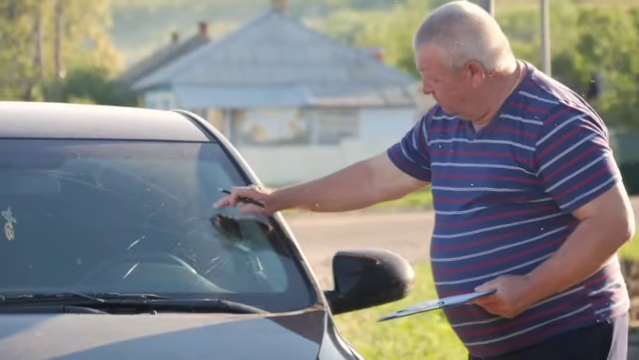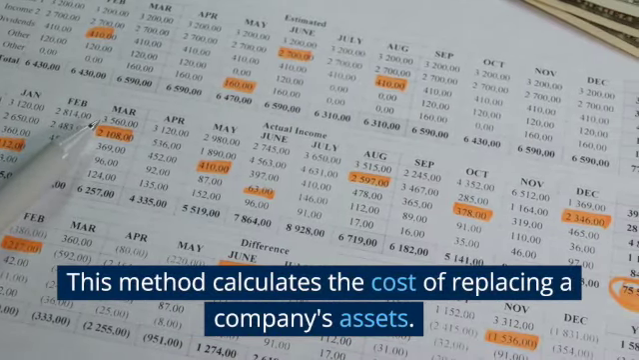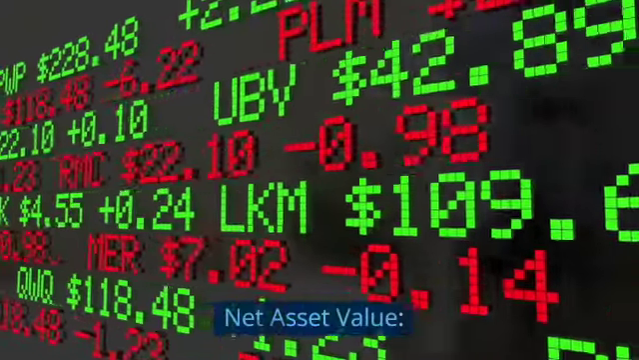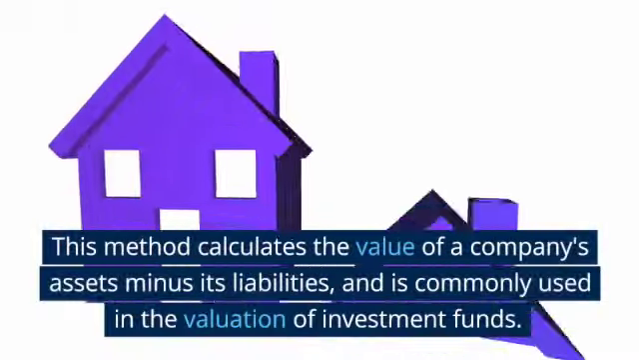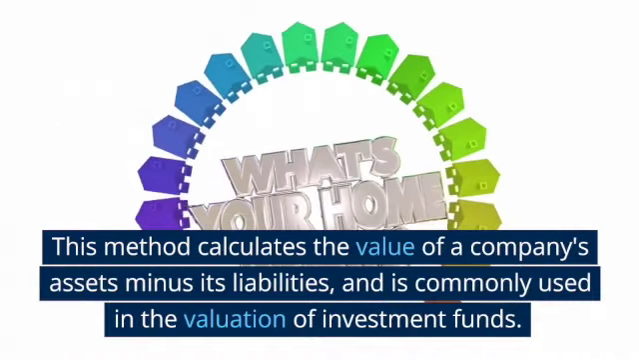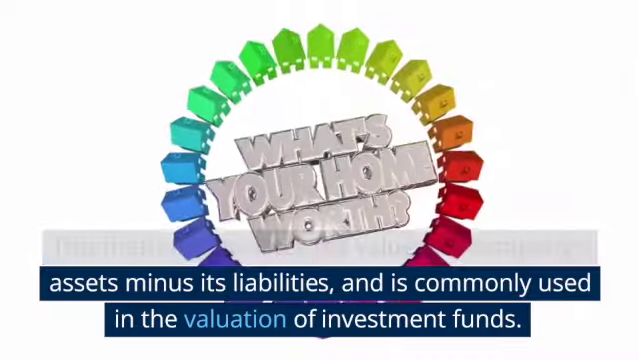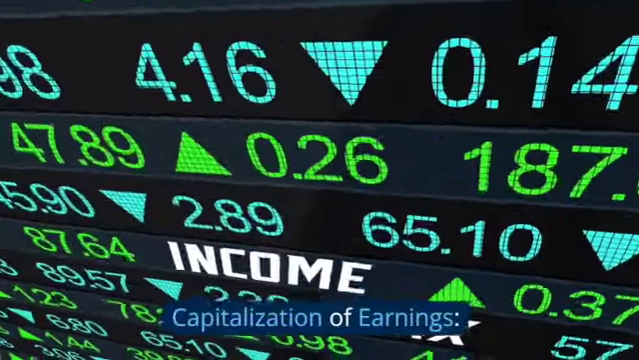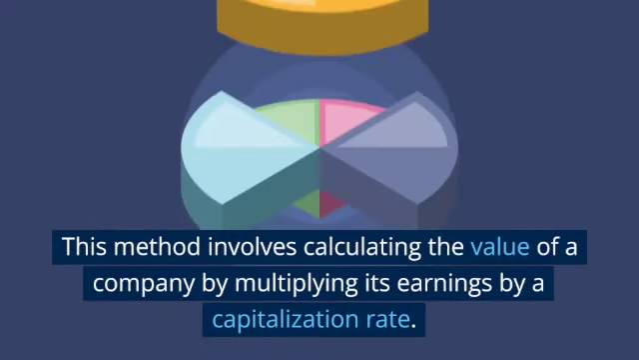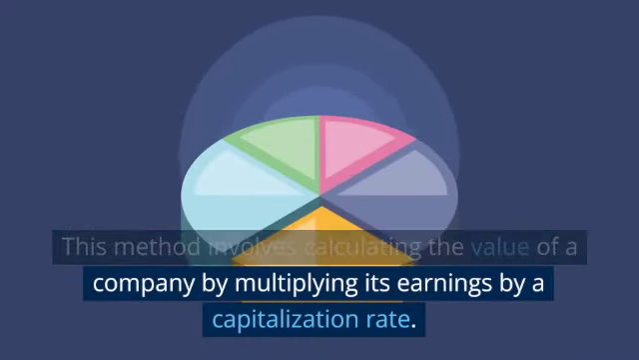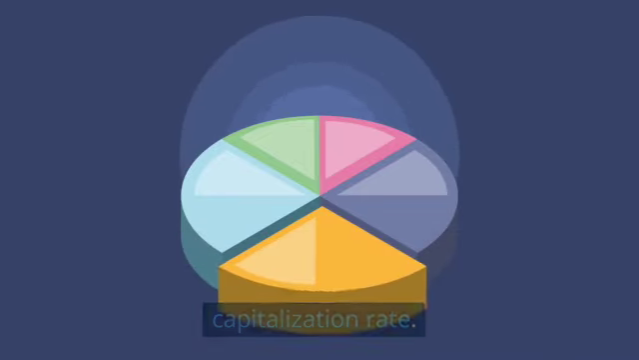Replacement cost. This method calculates the cost of replacing a company's assets. Net asset value. This method calculates the value of a company's assets minus its liabilities, and is commonly used in the valuation of investment funds. Capitalization of earnings. This method involves calculating the value of a company by multiplying its earnings by a capitalization rate.